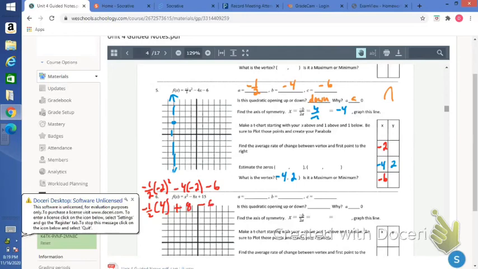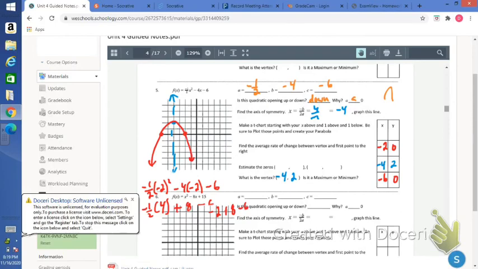So negative 1/2 times 4, that's negative 2. So negative 2 plus 8 minus 6, that's going to give us 0. And then plug in negative 6, and you're also going to get 0. Alright, so negative 2, 0. Negative 6, 0. There's your parabola.